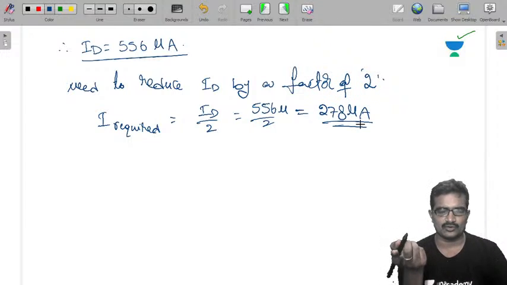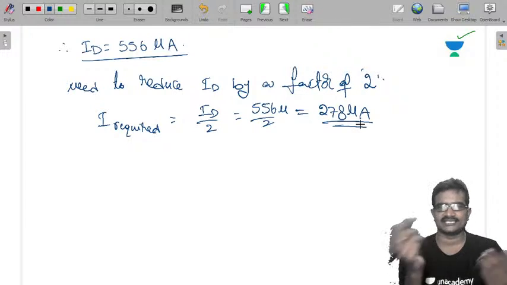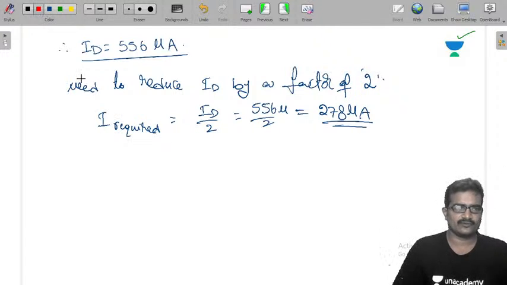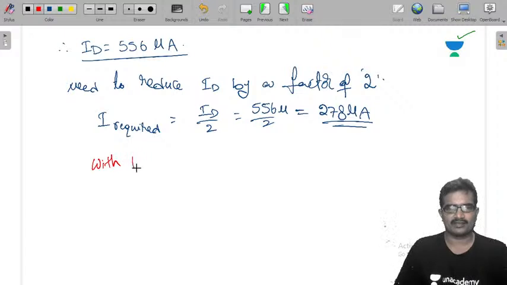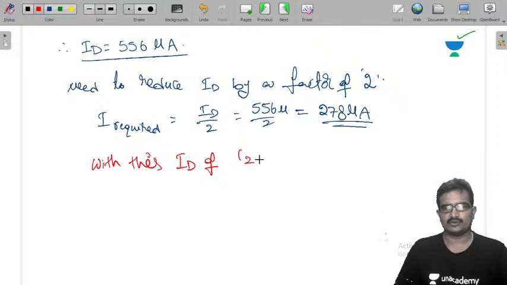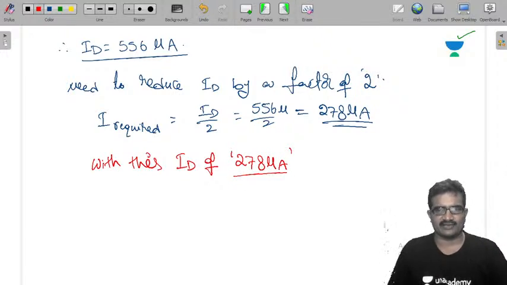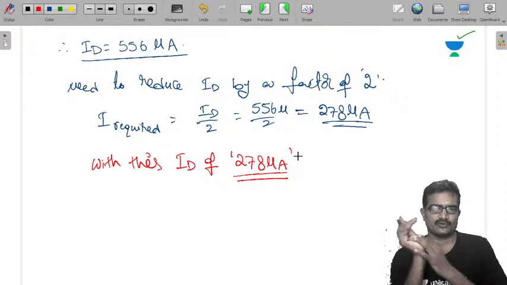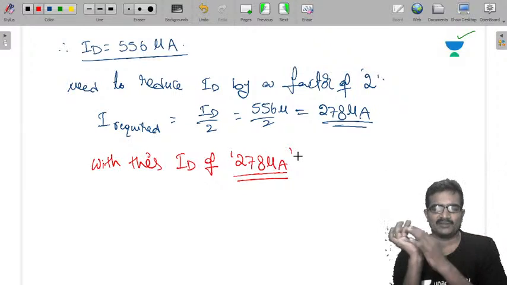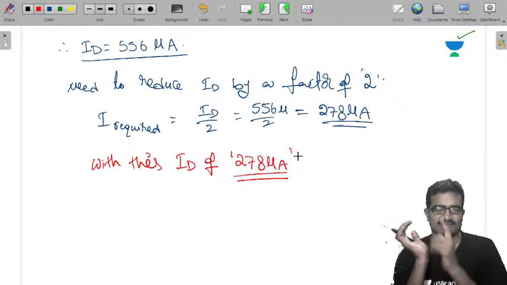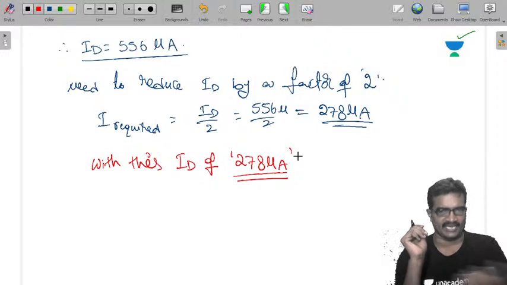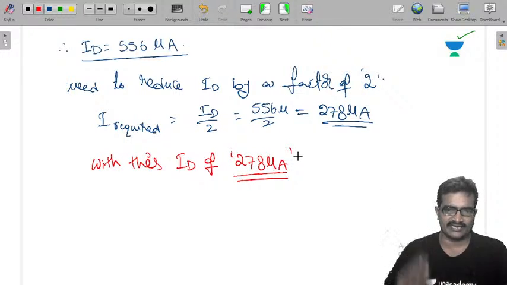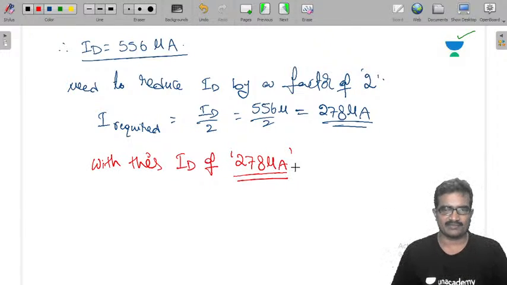With this ID value, to keep the device in the active region itself, what is the RD value? That is the required one. Therefore, now with this ID of 278 microamps. Don't think about it being microamperes, because we are using a voltage of the order of 1.8 volts VDD supply voltage. In previous problems we used 10 volts, 12 volts, 5 volts, like that. Because of that high voltage there we got milliamperes. Now we are using very low voltage, that's why it is microamperes.